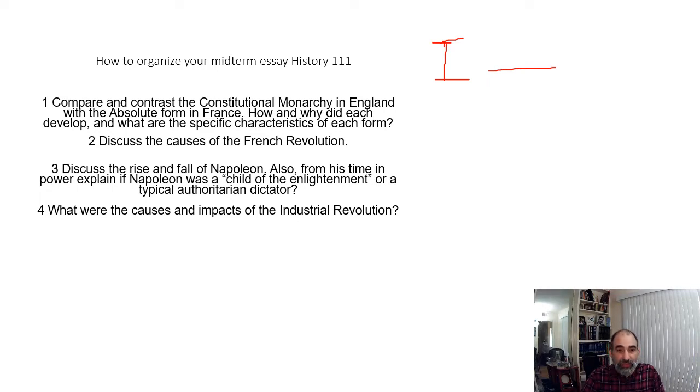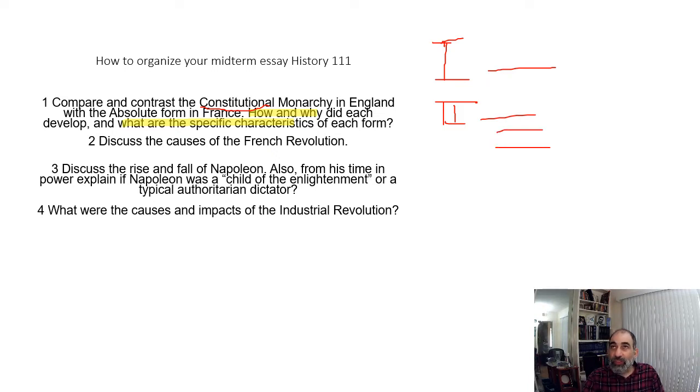So compare and contrast. What would you do? First thing is you have a couple parts to this. If we break it down, how and why did each develop, and what are the specific characteristics? So paragraph number 2 should probably at that point take constitutional monarchy. You could go in either order, but I would do constitutional monarchy first and explain how constitutional monarchy developed. So that would be paragraph number 2.